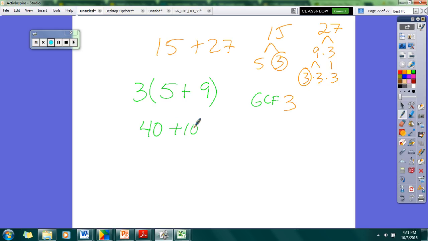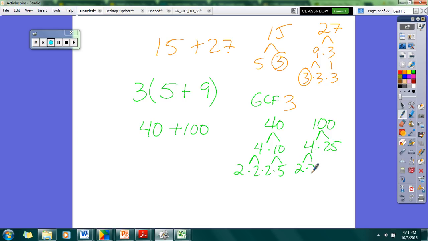plus 100. So to find the GCF of this, I can do a factor tree, 4 times 10, 2 times 2 times 2 times 5. I have 100, 4 times 25, 2 times 2 times 5 times 5. Now I'm going to find my partners. I have a partner of 5. I have a partner of 2. I have another partner of 2. So my GCF is going to be 5 times 2 times 2, which is going to be 20. So that's the number I'm going to pull out, 20.